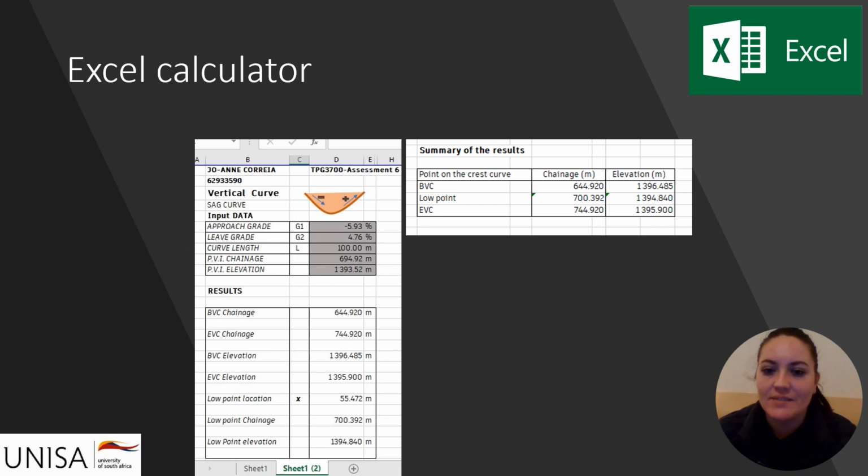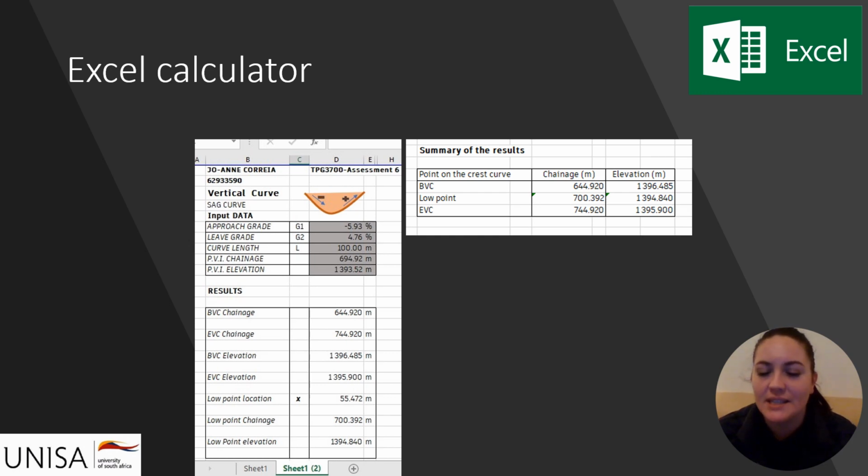The first thing to identify is the type of curve. Is it a sag curve or a crest curve? This will then determine which calculator to use. Once this is known, the following information must be inserted into the calculator. The PVI chainage and elevation, G1, which is the incoming gradient. For a sag curve, it is negative, and for a crest curve, it would be positive. Then the G2, which is the outgoing gradient. For a sag curve, it would be positive, and for a crest curve, it would be negative. You will also need the length of the curve in meters.